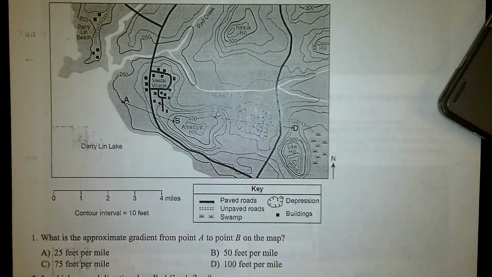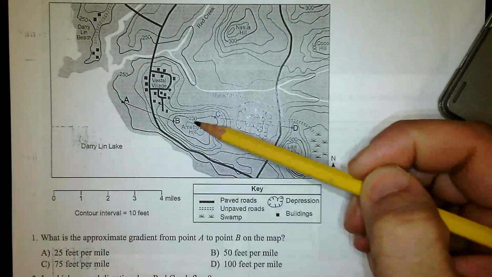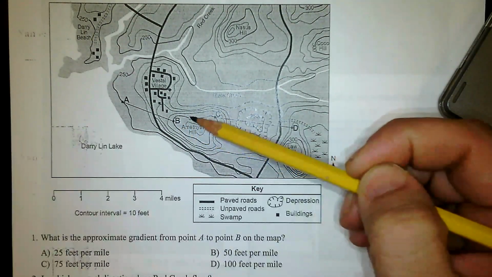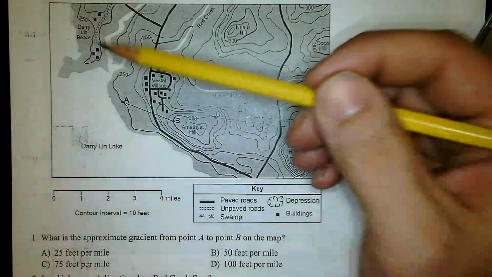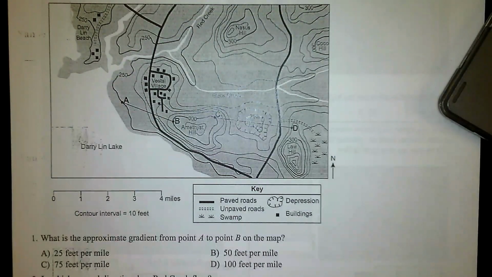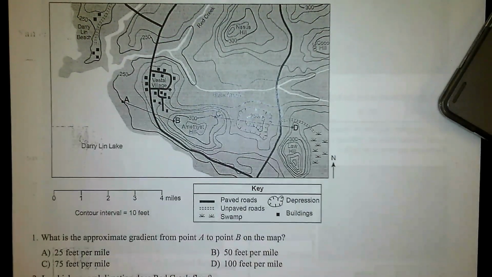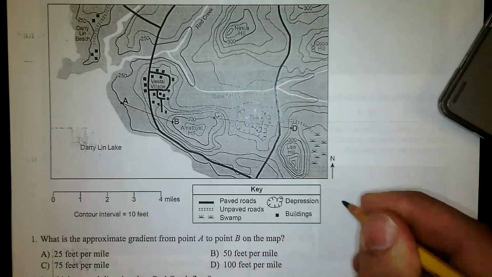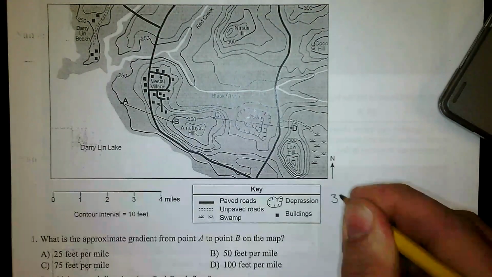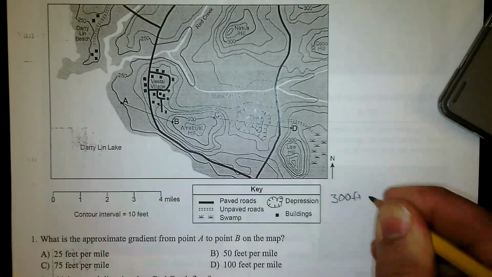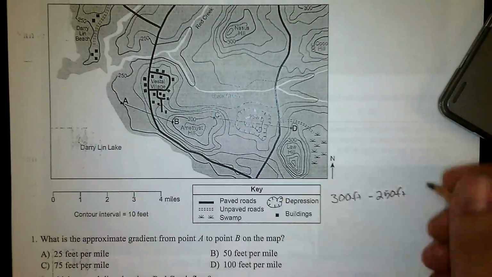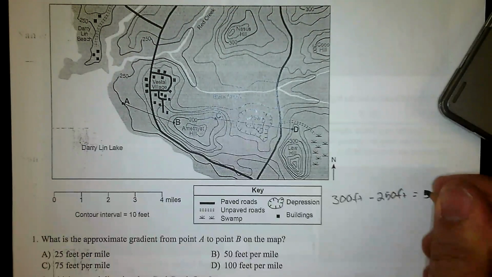I'm going to start with my higher one, which is point B. Point B is located on this contour line right here, so it has an elevation of 300 feet. Point A is located on this contour line, so it has an elevation of 250 feet. So I'm going to start finding my change in field value, because remember that formula, change in field value over distance. I'm going to go 300 feet minus 250. What's that going to give us? My change in field value is going to be 50 feet.